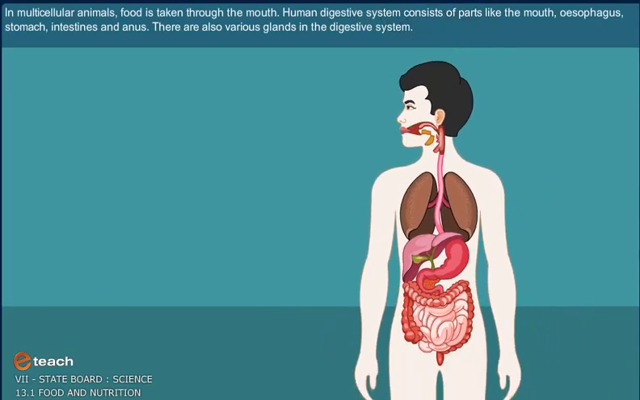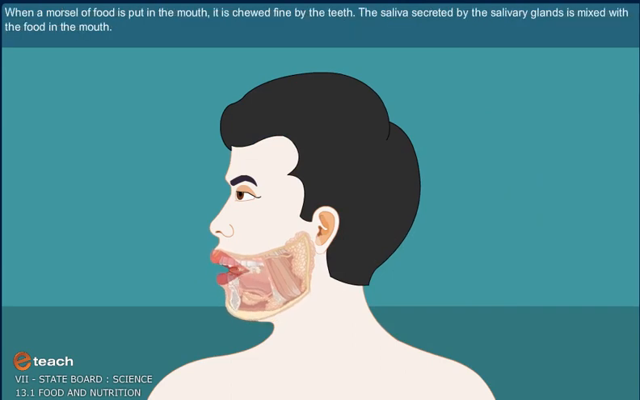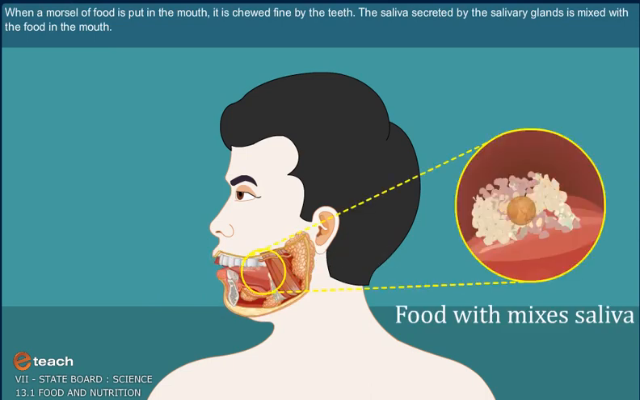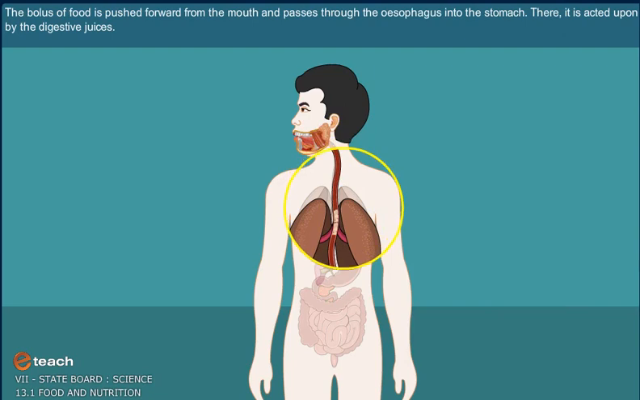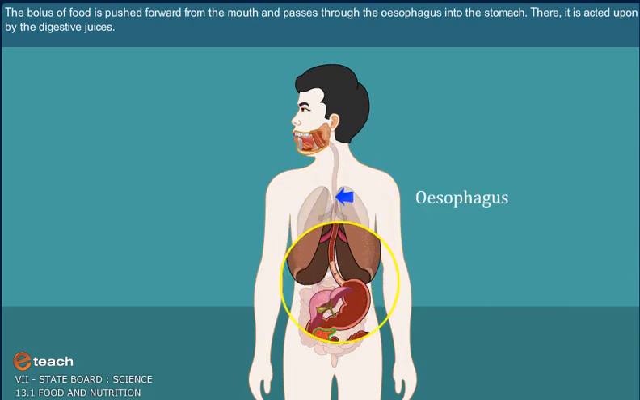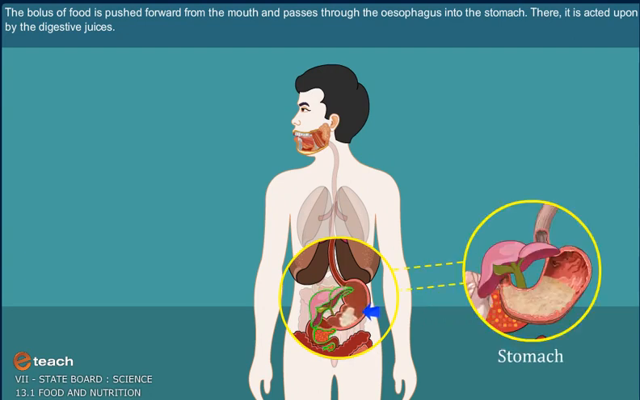In multicellular animals, food is taken through the mouth. The human digestive system consists of parts like the mouth, esophagus, stomach, intestines, and anus. There are also various glands in the digestive system. When a morsel of food is put in the mouth, it is chewed fine by the teeth. The saliva secreted by the salivary glands is mixed with the food in the mouth. The bolus of food is pushed forward from the mouth and passes through the esophagus into the stomach. There, it is acted upon by the digestive juices.